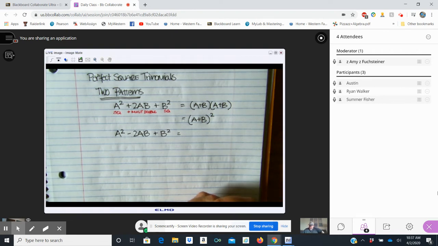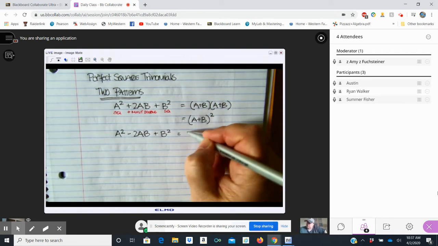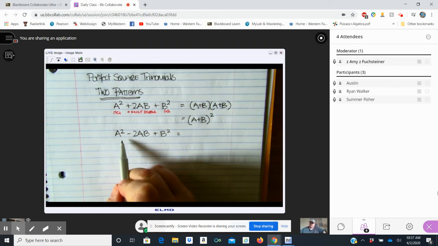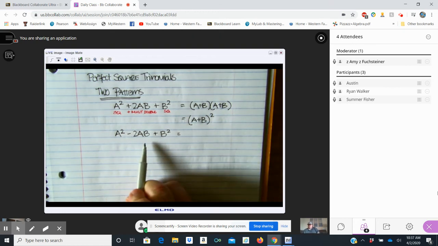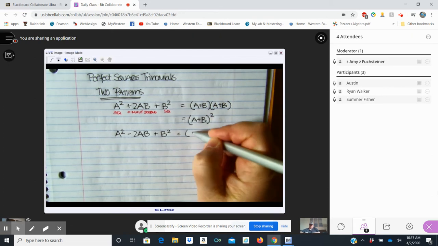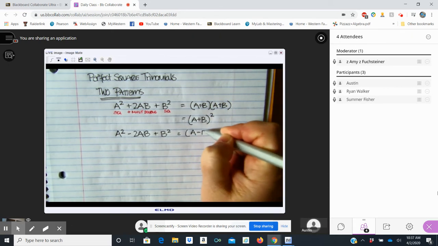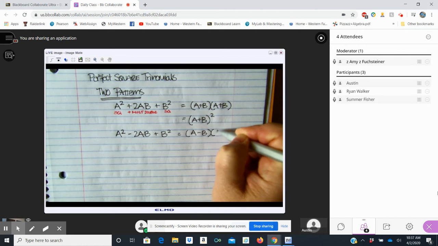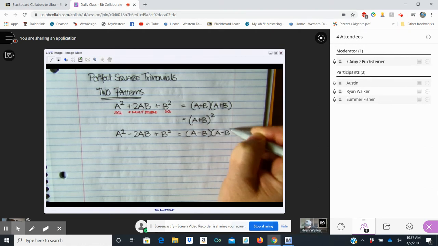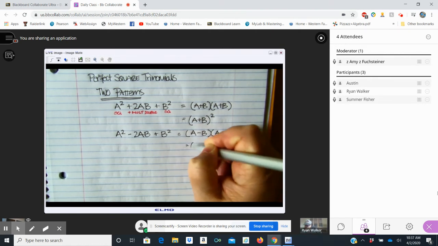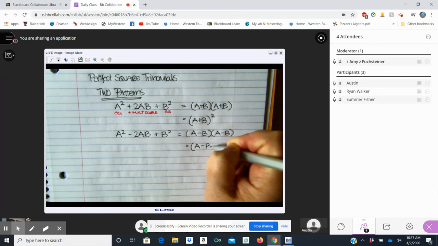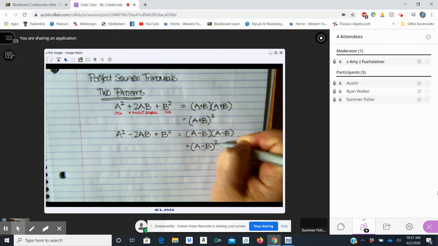Similarly, a squared minus 2ab plus b squared follows the pattern a minus b times a minus b, which is an a minus b squared.